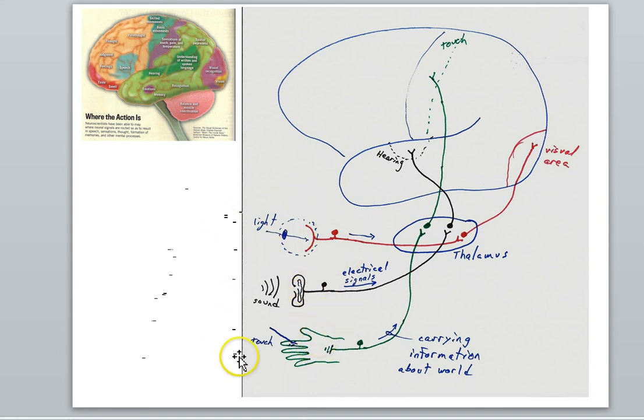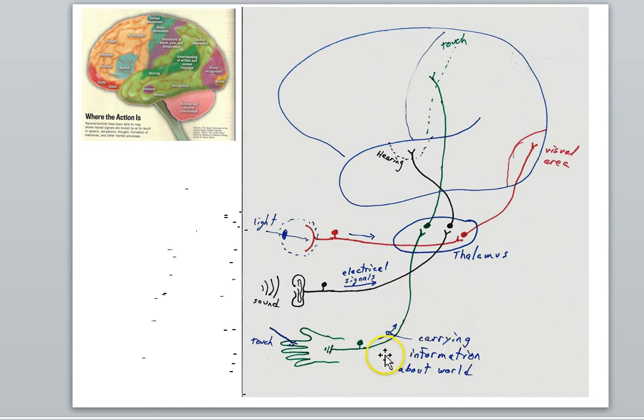Now, these sensory organs are all doing the same type of thing. They share something in common. They're taking some stimulus in the world and converting it into electrical signals. Electrical signals, you might think of, that's sort of the language of brain activity. And what's more, for each of these sensory systems, the nature of the electrical signals is carrying information about the world.